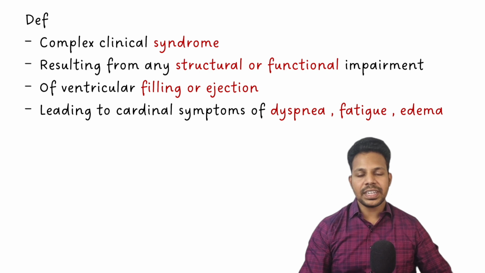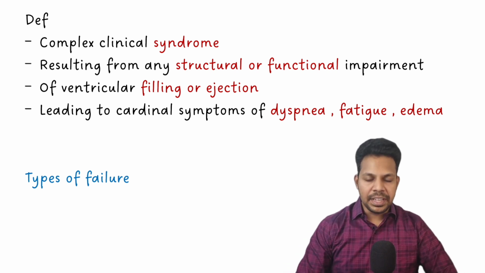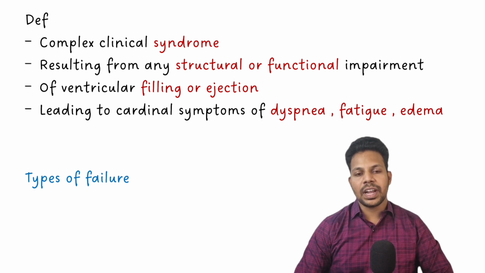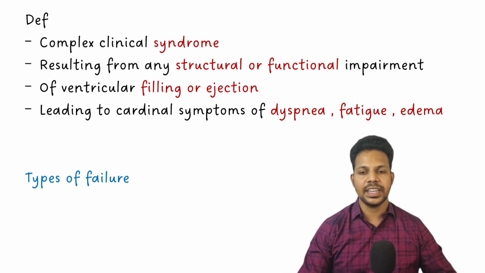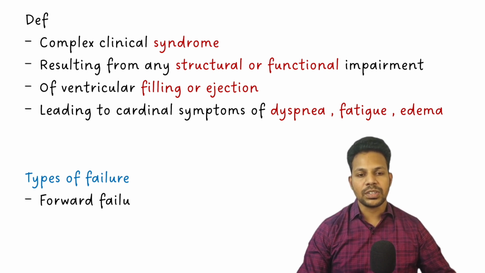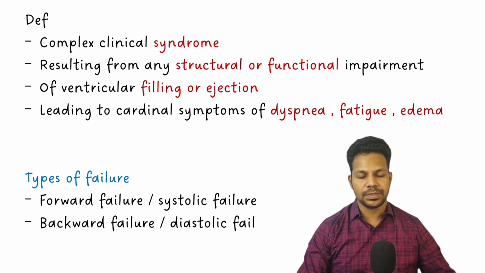So we have different types of failure. Previously, there were diastolic and systolic failure. Now these terms are not being used clinically because in each and every patient there may be a combination of systolic and diastolic failure, but one of them may be predominant. But for the sake of understanding, it's better to understand what is forward failure or systolic failure, and what is backward failure or diastolic failure. These terms we are learning as a part of the pathophysiology right now.